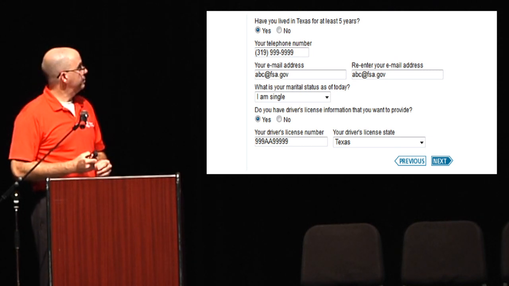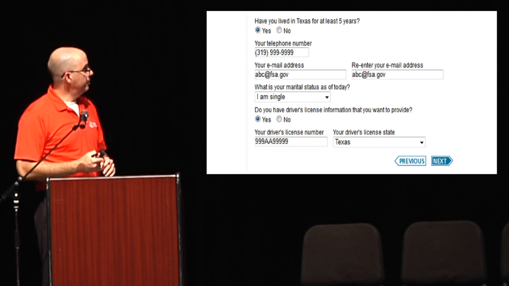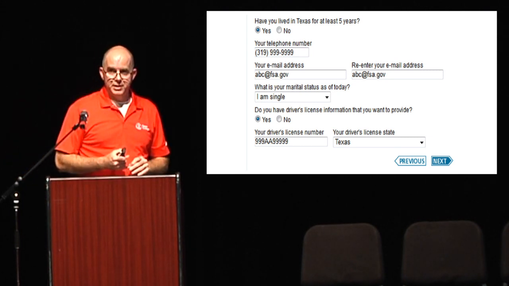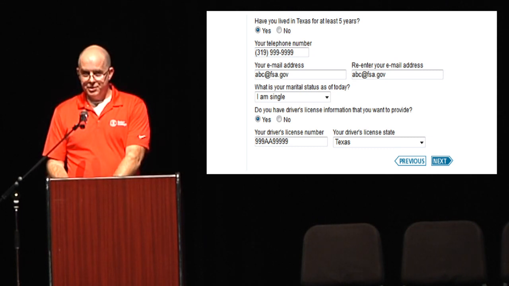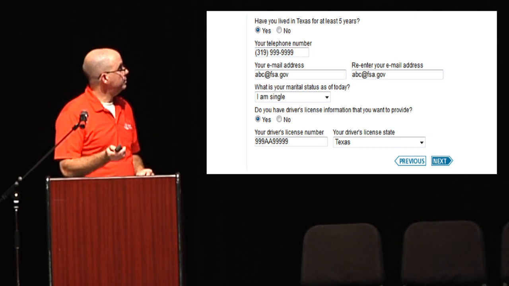Next will be the student's phone number, the student's email address, the student's marital status as of today, and then it wants to know if the student has a driver's license, yes or no. Questions on this section? Okay, pretty simple so far, right?